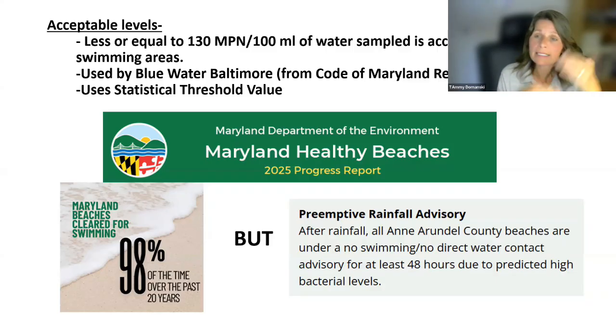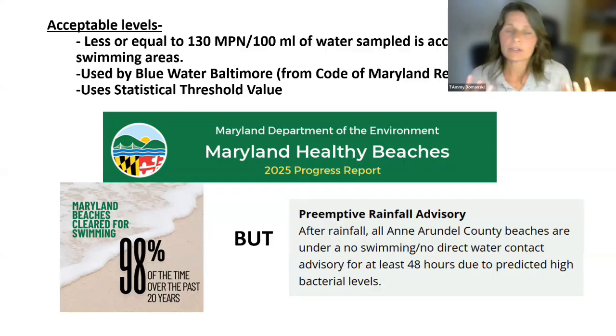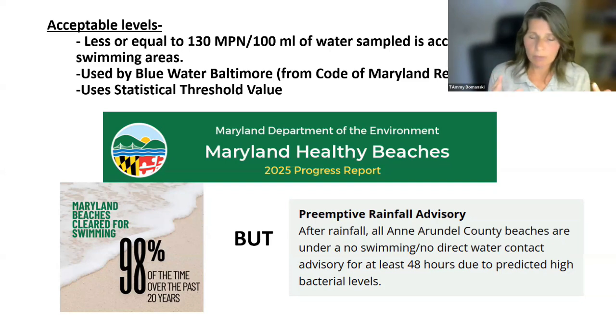And that is a difference between how we do this and Blue Water Baltimore. We also are still in line with what the Department of Health reports. The Department of Health for Anne Arundel County still uses the 104 threshold also. So that gets to slightly different ways that things can be reported.